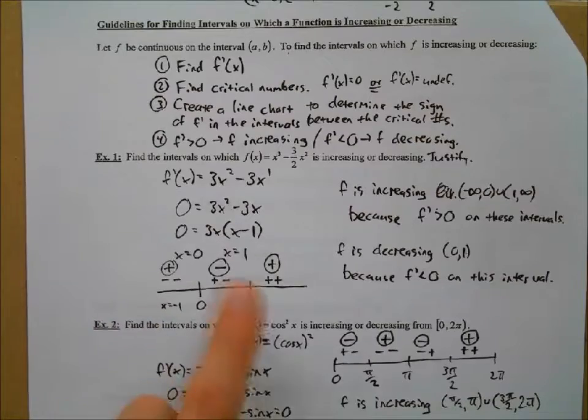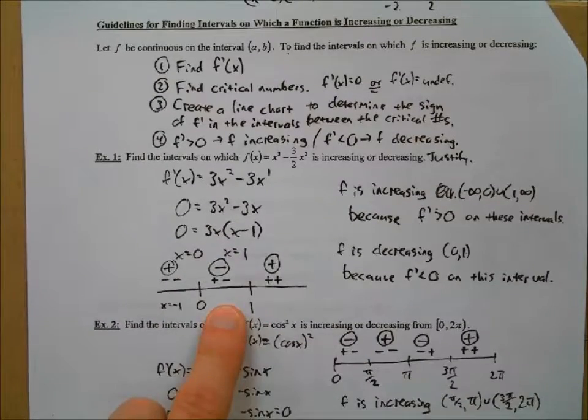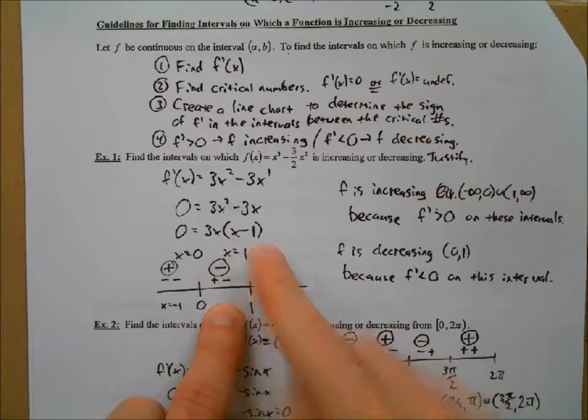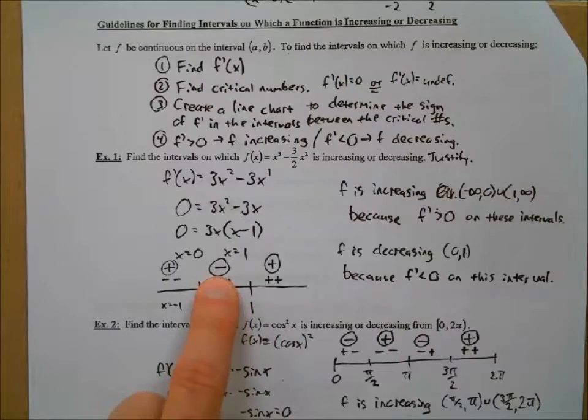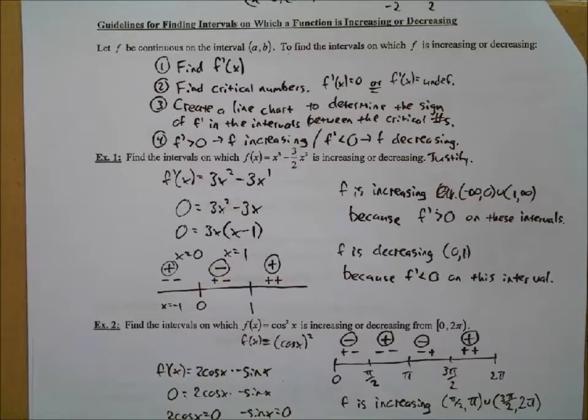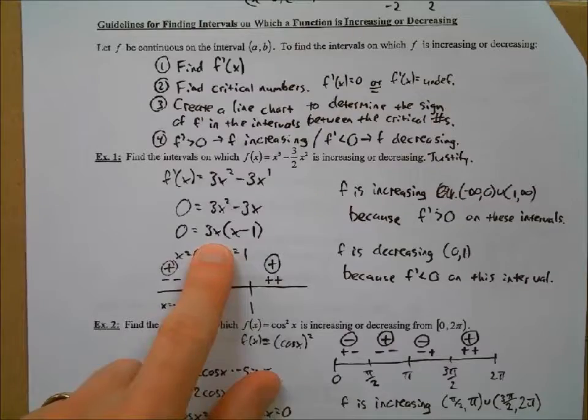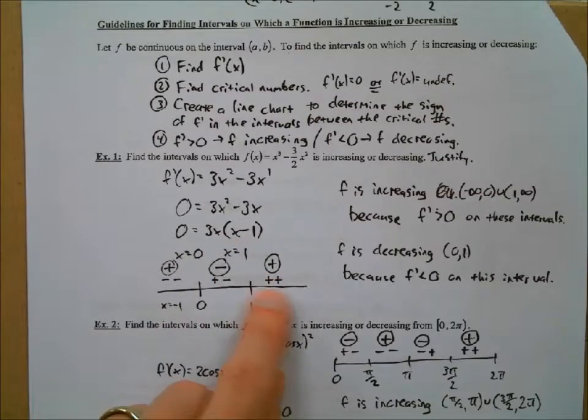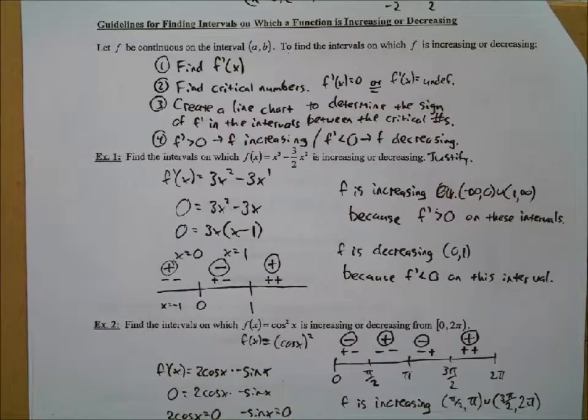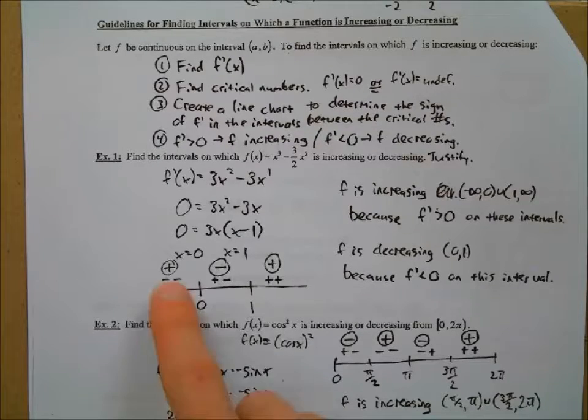Here I chose 1/2. 1/2 times 3 is positive 3. 1/2 minus 1 is negative, so positive times a negative is negative. And then same thing for 1, I chose like 2, I think. 2 times 3 is 6, so that's positive. 2 minus 1 is positive, so positive times positive is positive.